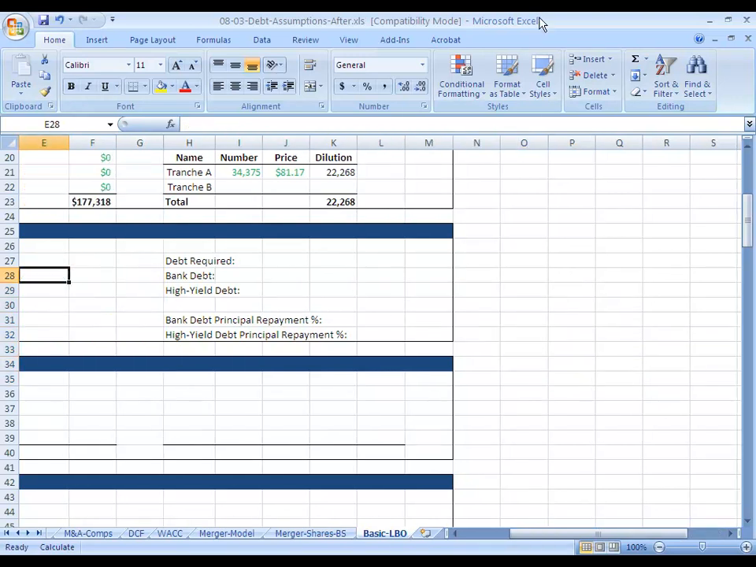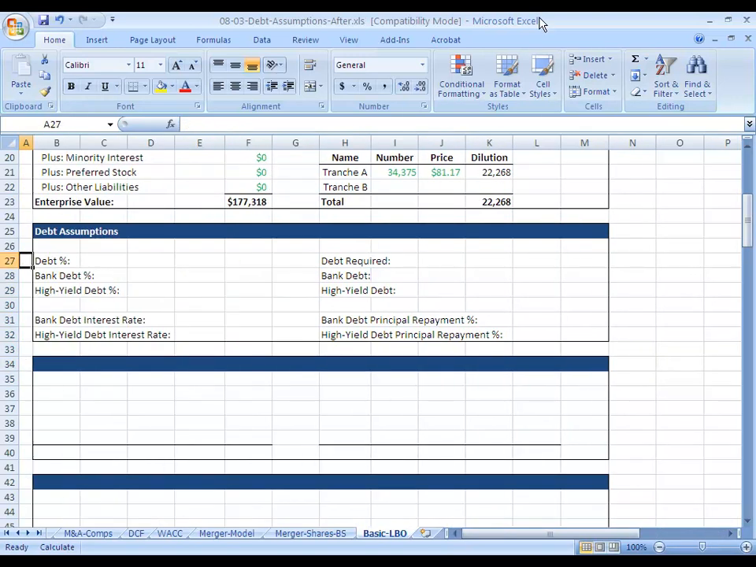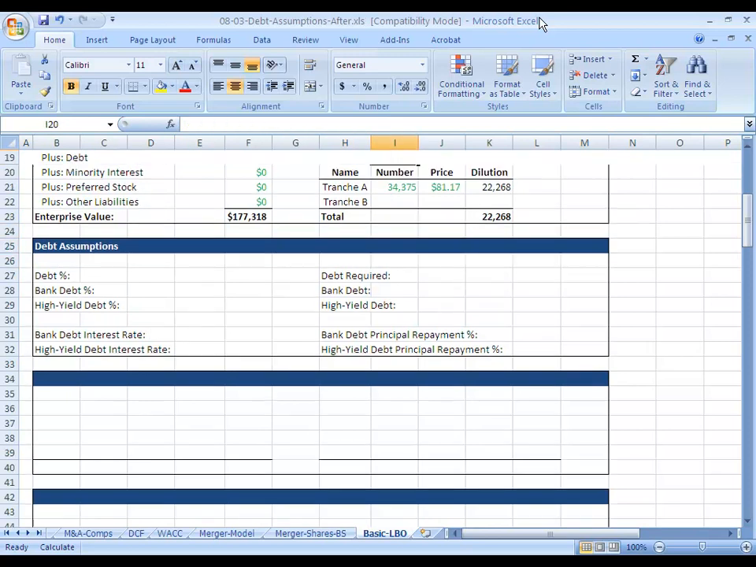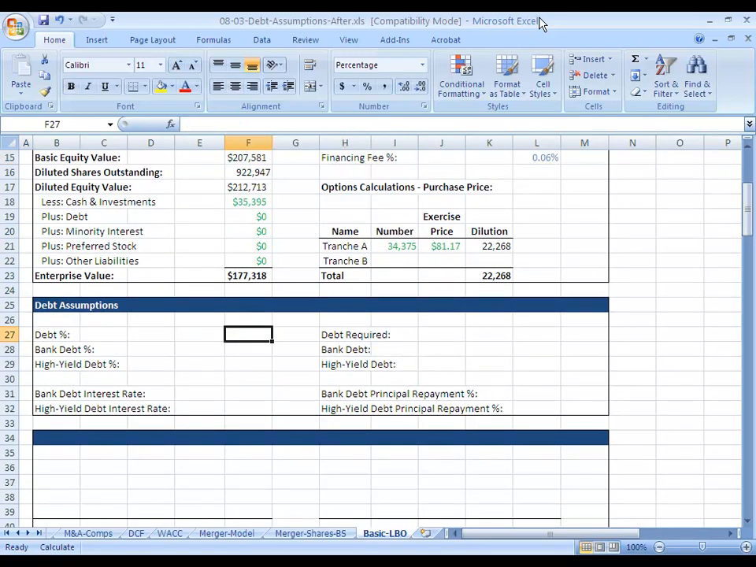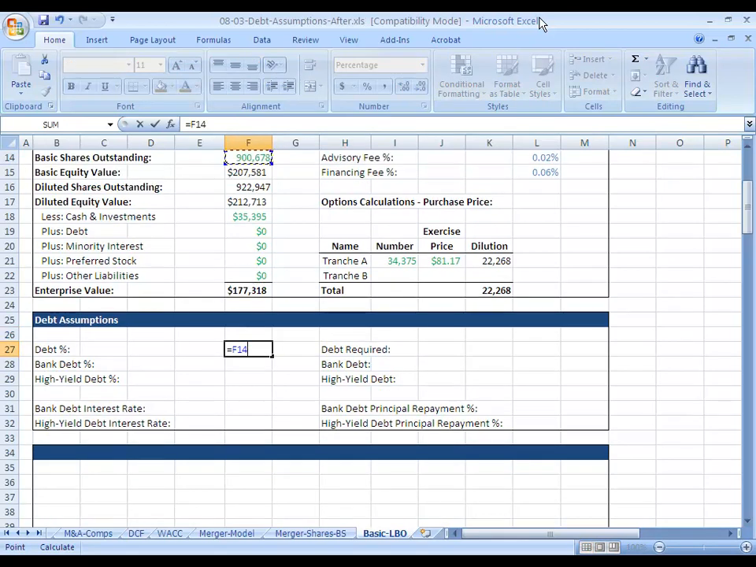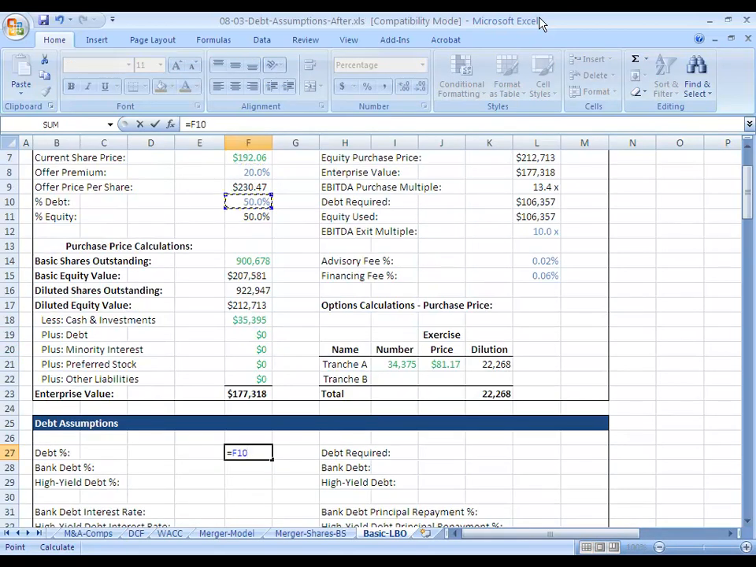So with knowledge of those two different types of debt in place, let's go about actually filling in some of our assumptions on debt now. So the first one here is figuring out what percent debt we're using. We've already defined this above, so I'm just going to link in from our transaction assumptions. Debt required, we've also calculated this one above, so I'm going to link in from there.